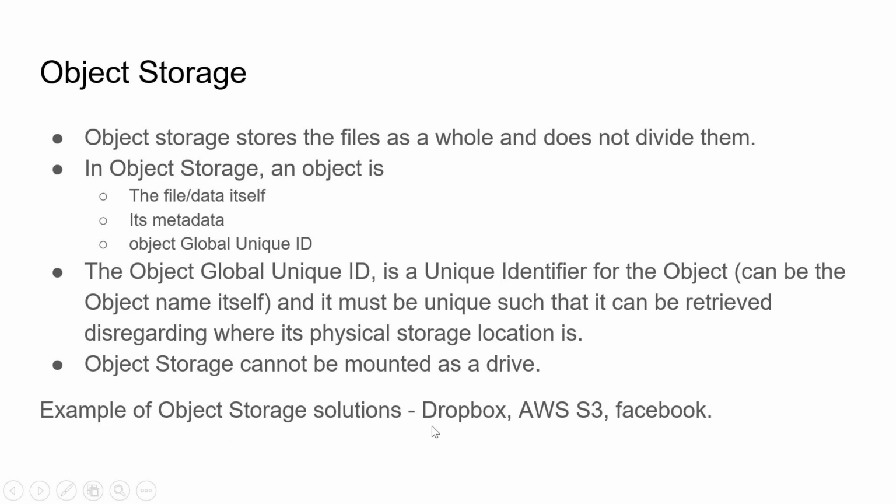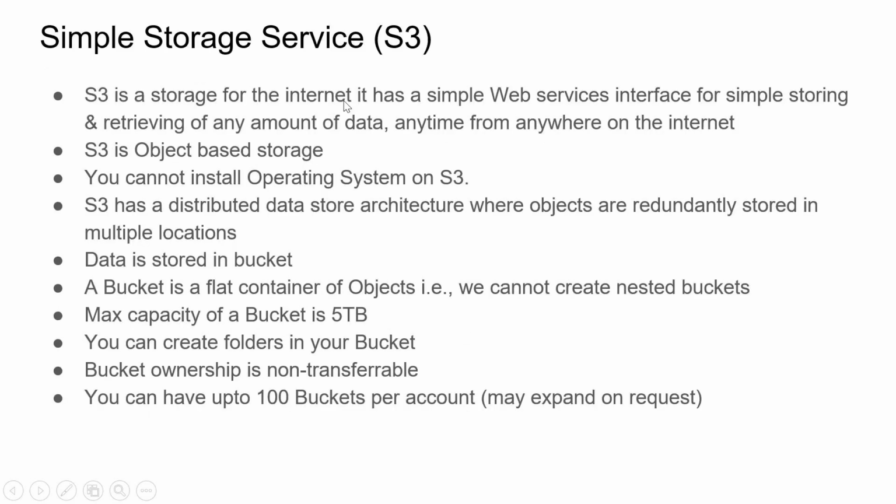Examples of object storage solutions are Dropbox, AWS S3, Facebook, even our Google Drive. Dropbox is also one kind of example. Now try to understand Simple Storage Service, or in short S3. S3 is a storage for the internet. It has a simple web services interface for simple storing and retrieving of any amount of data, anytime, from anywhere on the internet. So you need not run any instance. You can directly use the S3 service and store any data, and the data set can be any size, no problem. Huge files you can store.